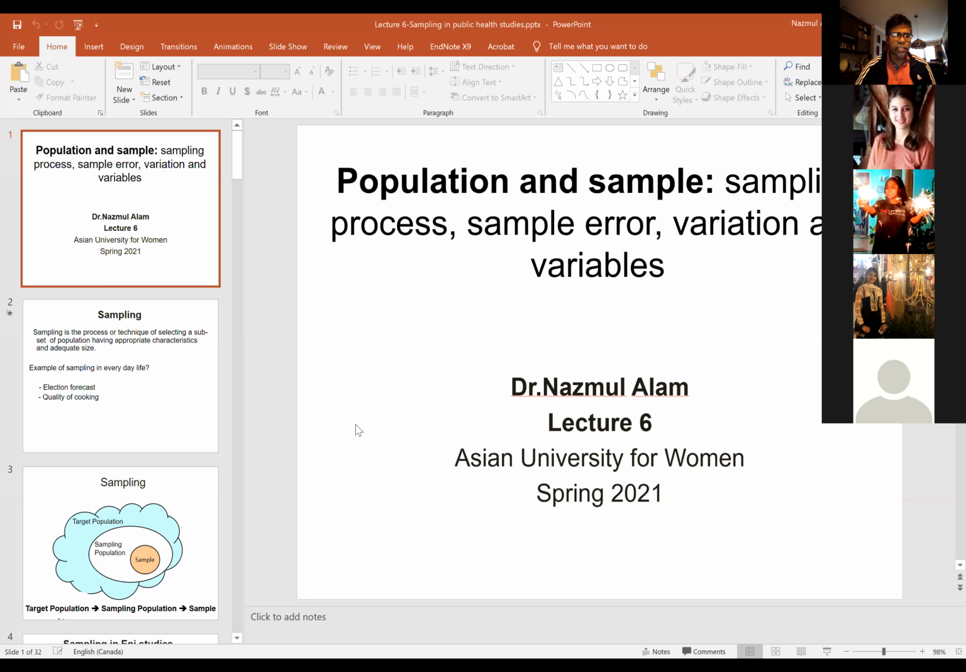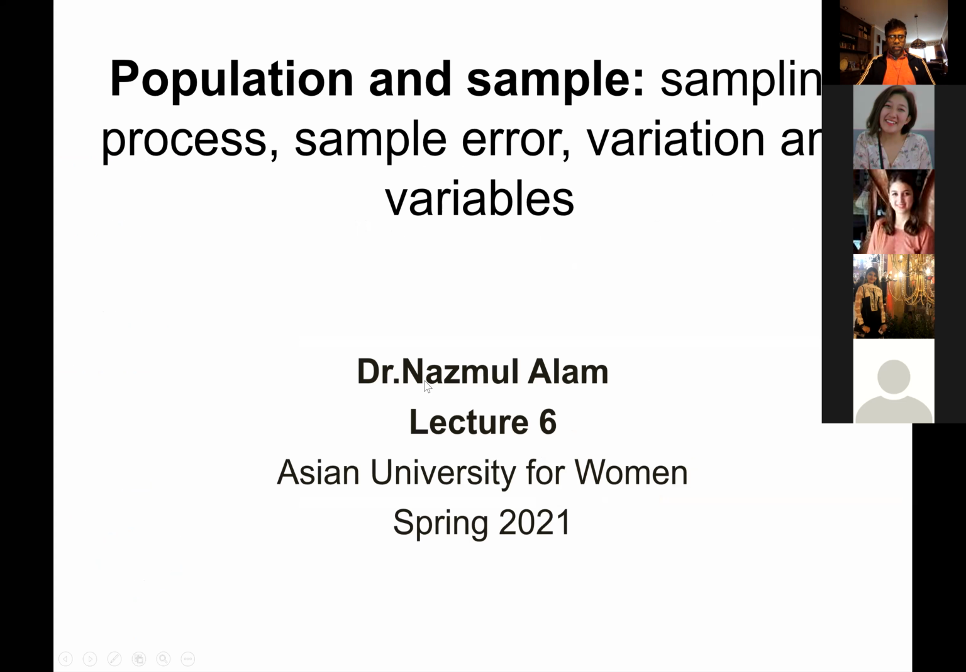So what do you see on screen right now? Population and sampling process, sample error, variation, and variables. That's true. This is something I wanted to discuss today. When you know how many people you are going to recruit in your study, the number, then the next step is how you are going to recruit them. So you know the number now, but how are you going to get them? That's sampling, right? Sampling is also very important. We have discussed in other classes that sampling could be random, sampling could be purposive, there are various types of sampling, right?